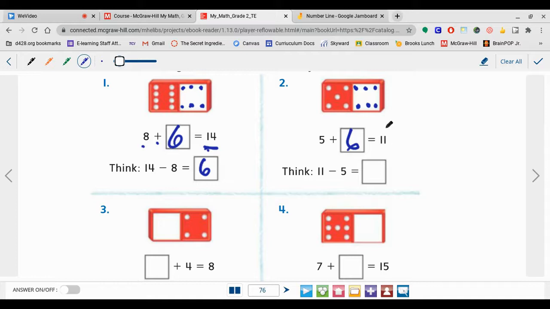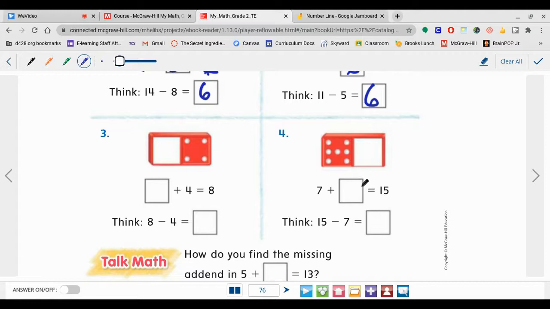And just like before, I'm going to take my sum and start with that in the subtraction problem. I use my one addend as the other part of my subtraction problem. So 11 minus 5 will equal the same as my other addend, so that would be 6. It's just a different fact using the same numbers.